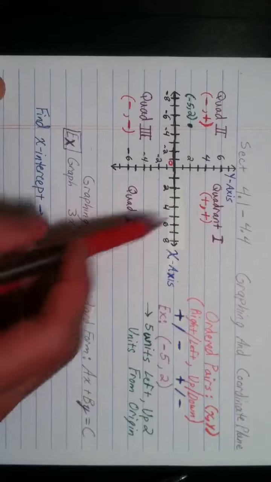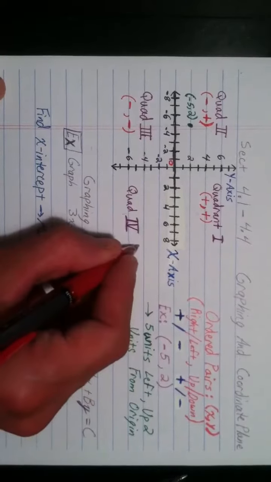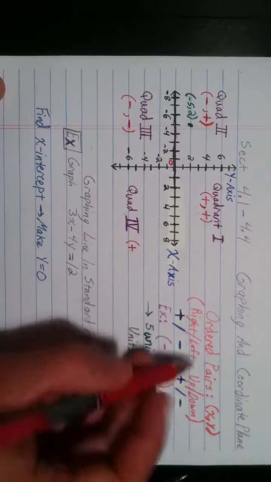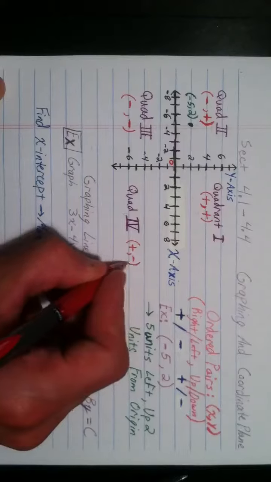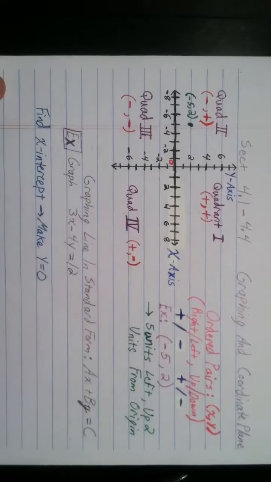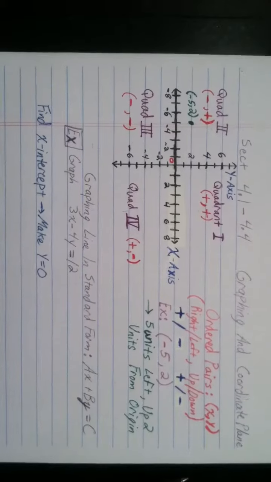And then lastly, quadrant 4, we'd be moving to the right and then down. Movement to the right gives you a positive x coordinate. Movement down gives you a negative y coordinate. So that gives you more specifics on what the signs of all your ordered pairs would be in each given quadrant.